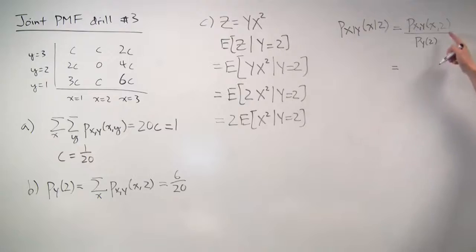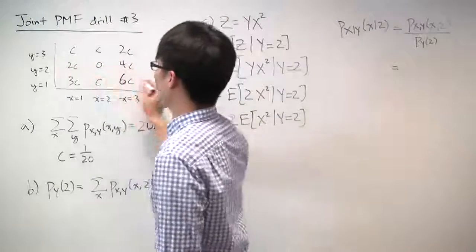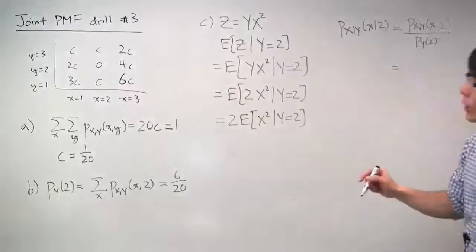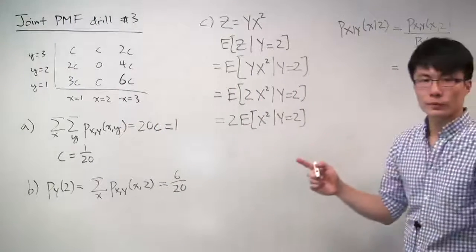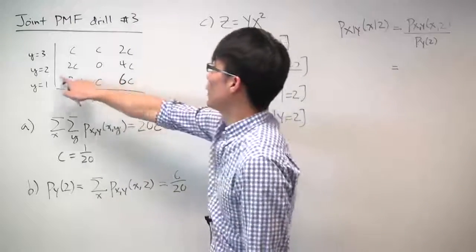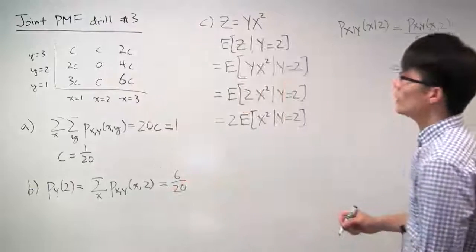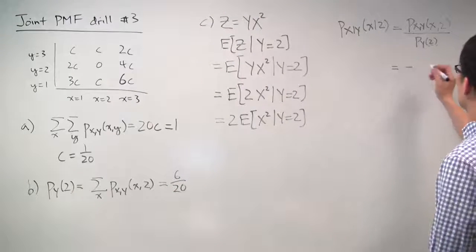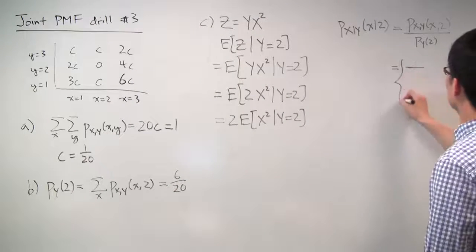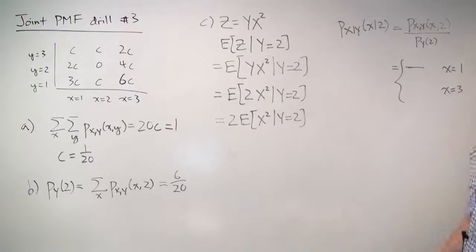So given that y equals 2, we know that we can focus on this row right here. And in that row, x can be either 1 or 3. Right? Because given that y equals 2, x has 0 probability of being 2. All right. So we know that x can take on 2 values. So x can be 1 or x can be 3.